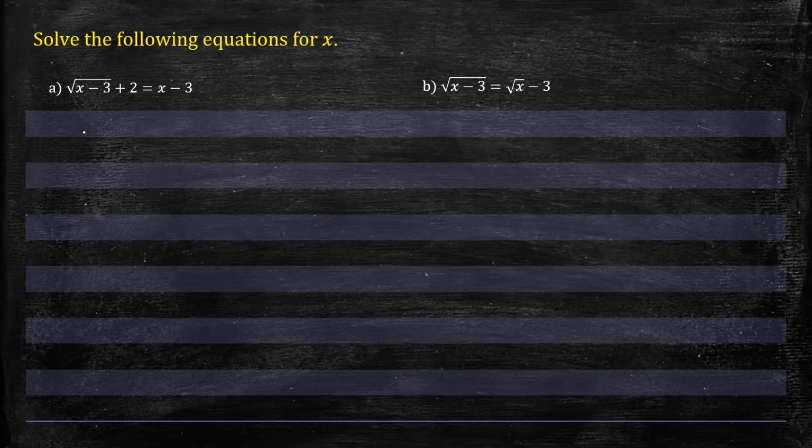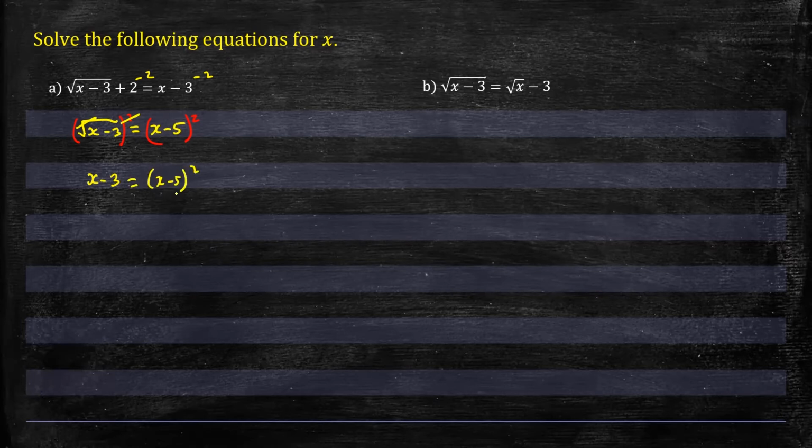So we'll have the square root of x minus 3 on this side, and we'll subtract 2 from both sides. So we'll get x minus 5 on the right side. At this point, we can square both sides. And when we square the left side, the square will cancel the square root sign. So we'll have x minus 3 equals x minus 5 all squared.